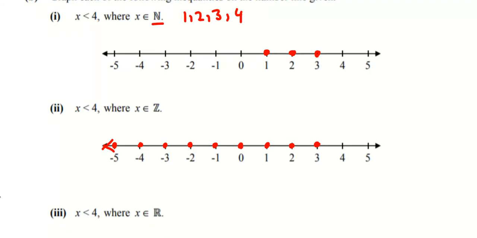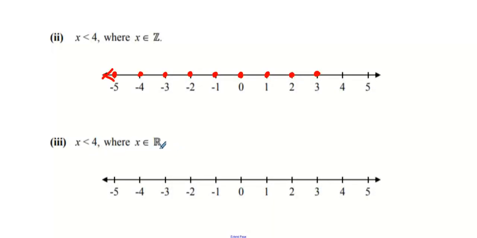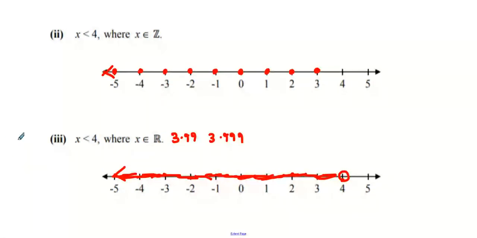Okay, next one is x less than 4, x element of R. So this means 3.99 and 3.999 must be included. So you put a hollow dot around the 4 to say that the 4 is not included. Then you shade in the line, like so. Shade in the line and then put an arrow to say that it goes on forever. This means you're including all decimals and fractions because it's element of R.